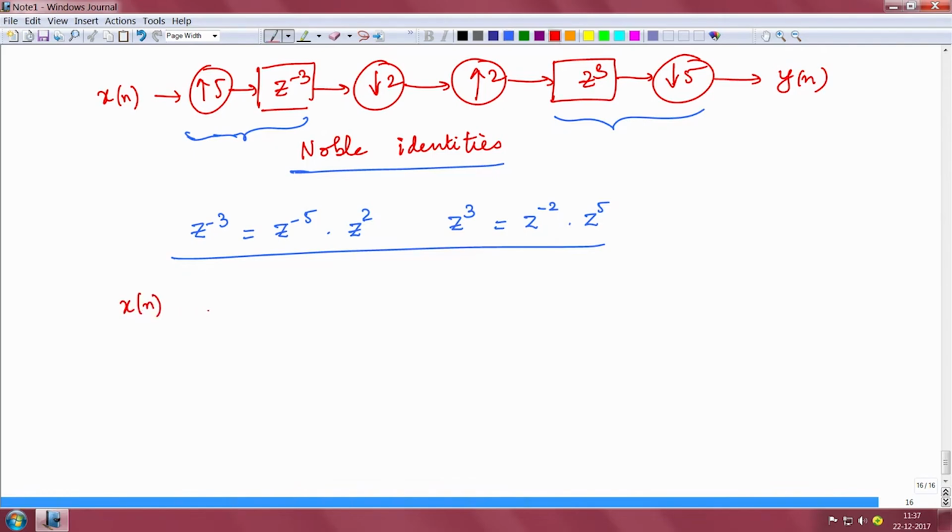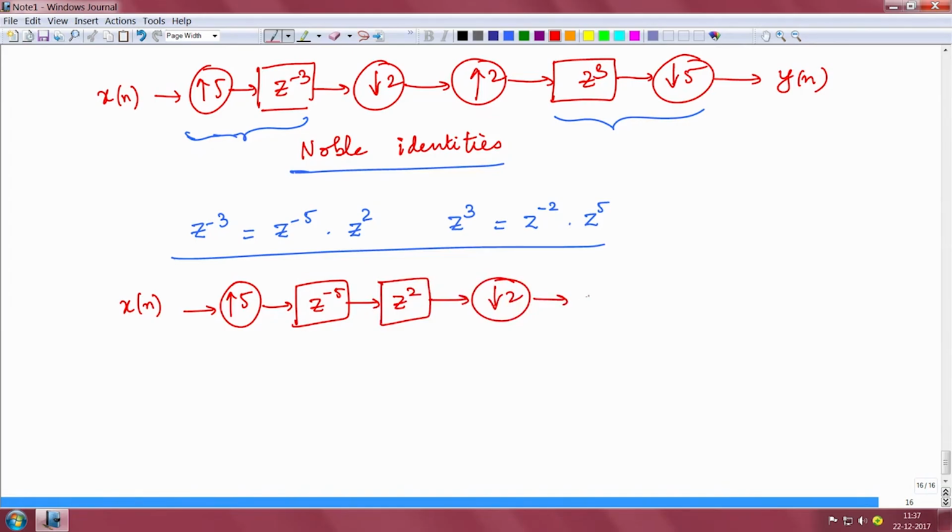So what we get here is upsample by a factor of 5, and this we write as z power minus 5, followed by z square, followed by downsample by a factor of 2, followed by upsampler by a factor of 2, and then we write here z power minus 2, z power 5, and then we have a downsample by a factor of 5 and we have y of n.